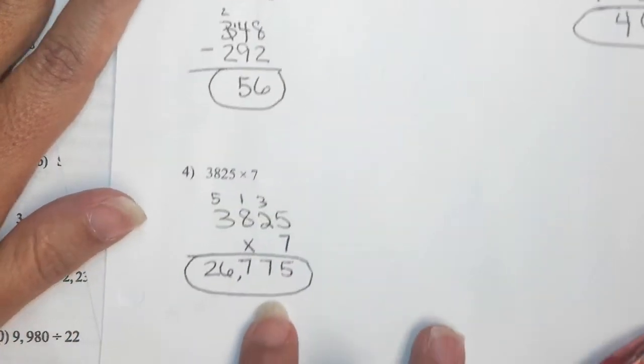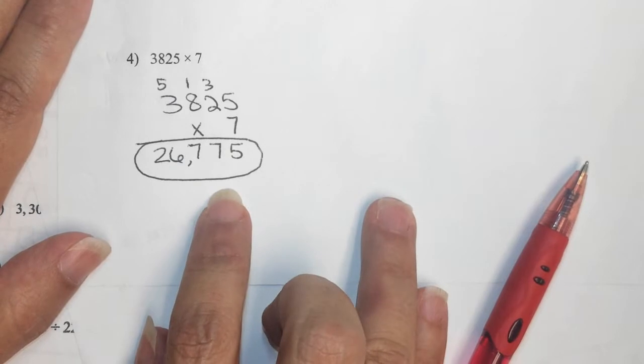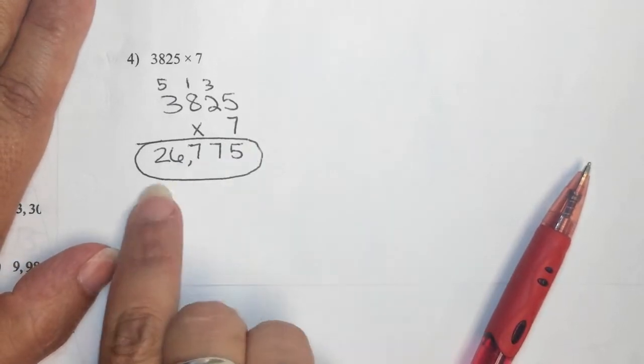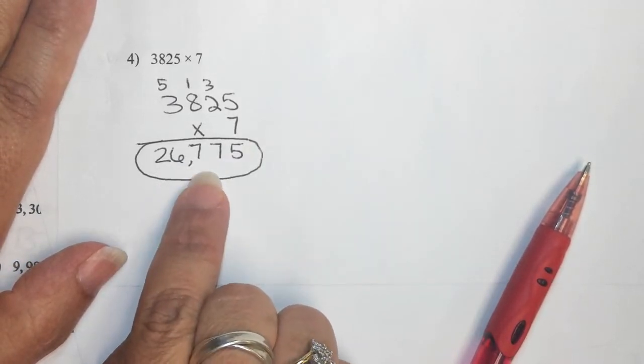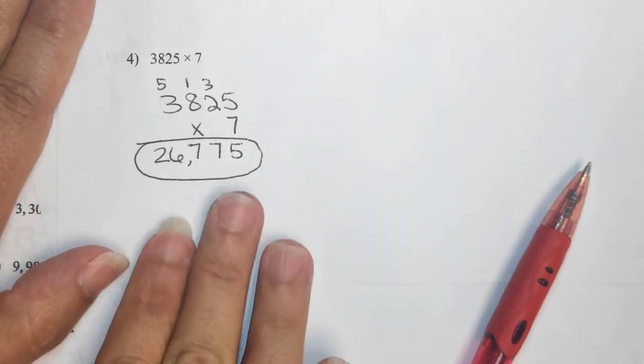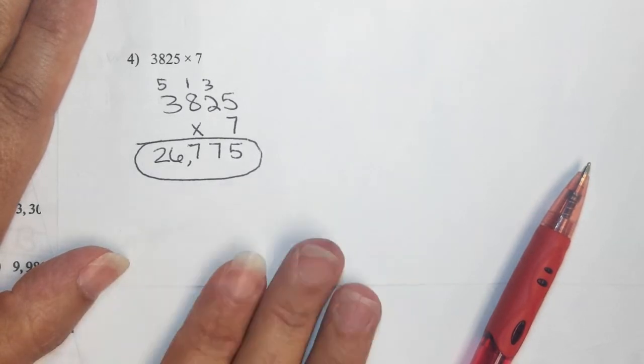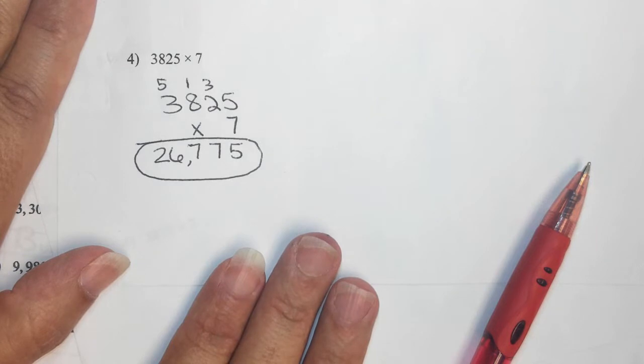Okay. Number 4. Start with multiplying. This is only a 1-digit multiplier there, so 26,775. Everybody good on that one? Listen, this is the stuff we're kind of assuming you know. If something's really wrong, come talk to me. I don't mind. At all.